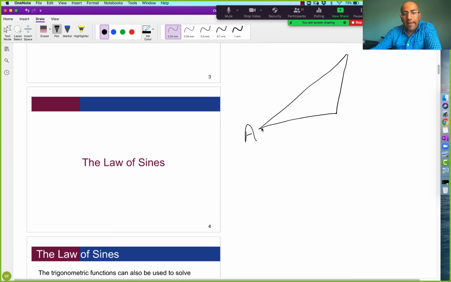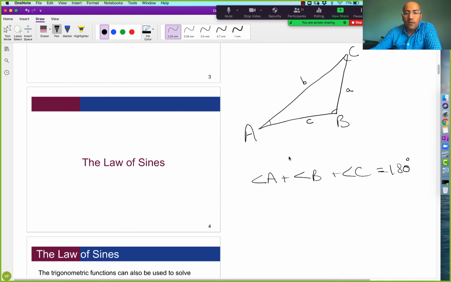We'll call that angle A, angle B, and angle C. We usually like to adopt the idea that the capital letters are angles. So these are the internal angles of a triangle. We know from geometry that the sum of all the angles, angle A plus angle B plus angle C, must add up to 180 degrees. And then the side opposite each angle, we usually like to use a lowercase letter. So this would be side a, side b, and side c.